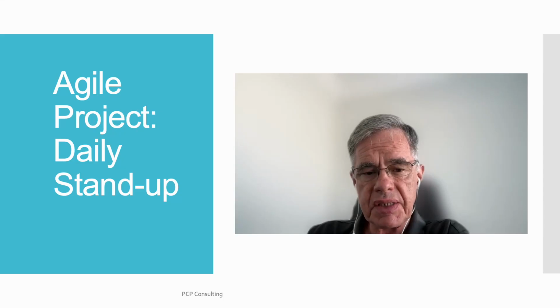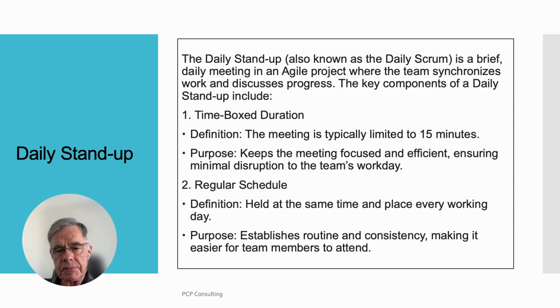Agile Project Daily Standup. The Daily Standup, also known as the Daily Scrum, is a brief daily meeting in an Agile project where the team synchronizes work and discusses progress.